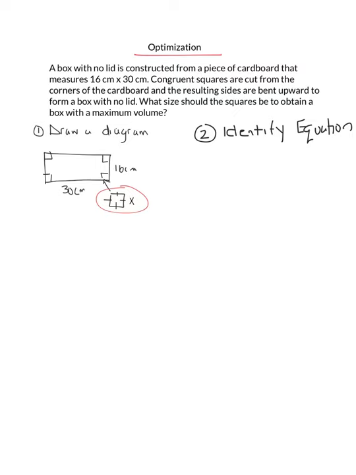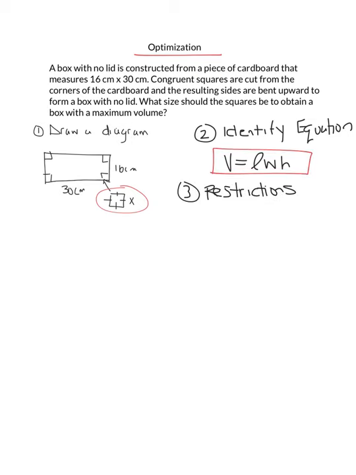The next thing that we're going to do is identify the equation. So since we're talking about volume of the box, right now I know that we have length times width times height. Obviously, I'm going to have to substitute some of these in later, but for now, that's what we're going to be dealing with. The next thing that we're going to be doing is looking at restrictions.